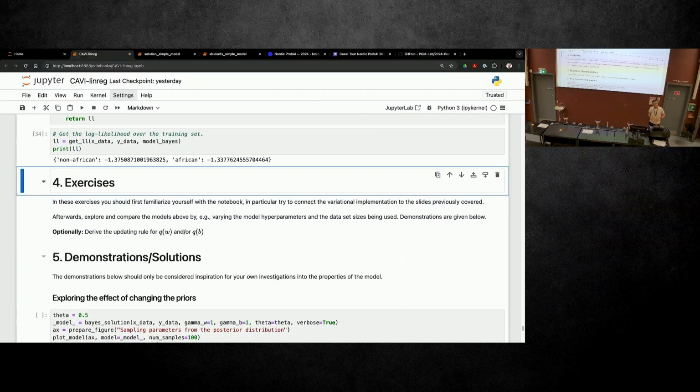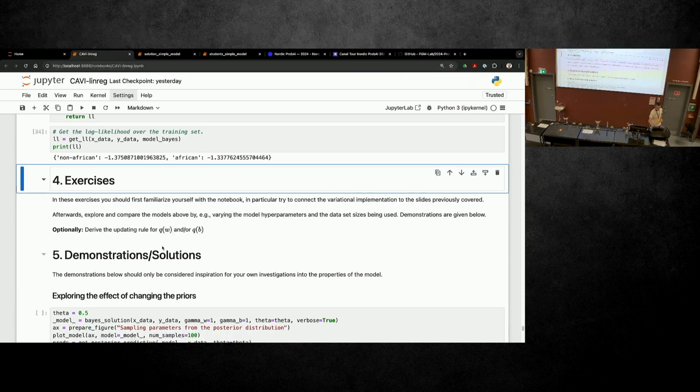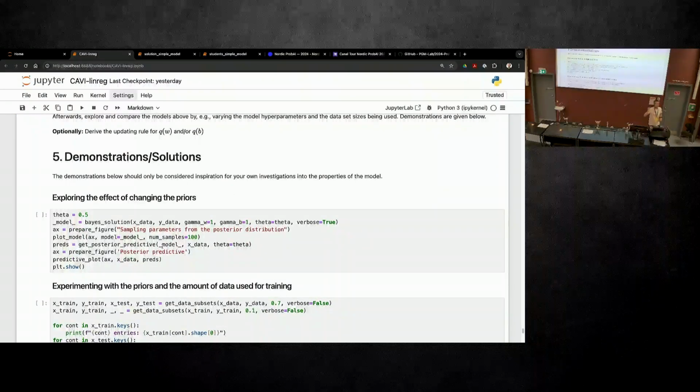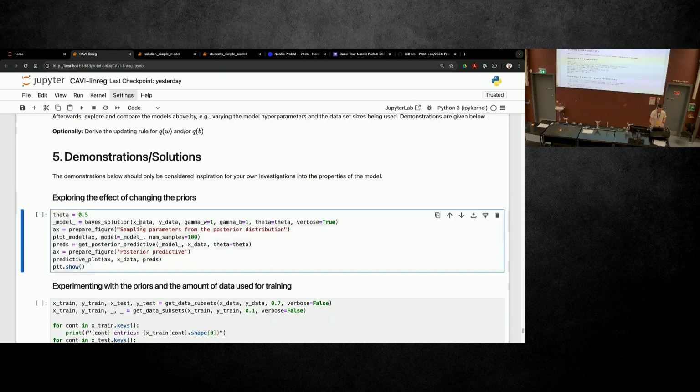And that then leads up to the exercises. So here, for the next half hour, this is basically free time to play around. You have some stuff in the notebook that you can work with. We have tried to set up some demonstrations or solution templates for you to get some easy hands-on experience. There's something here about changing the prior distributions of the model.